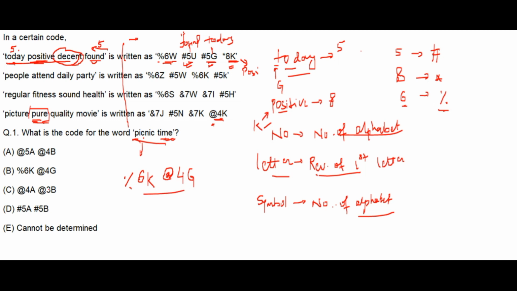So check the options, which option is correct. Okay, so our option is 6 percentage 6K @4G. So our option will be option number B. So now when we are able to crack all the logic behind the number, letter and the symbol, then the question will be very easy for you guys. The hardest part in this question is that you have to find out what logic has been used. When you find the logic, then the question will be very easy and you can easily score 5 out of 5 guys. Okay, so let's see the next question.